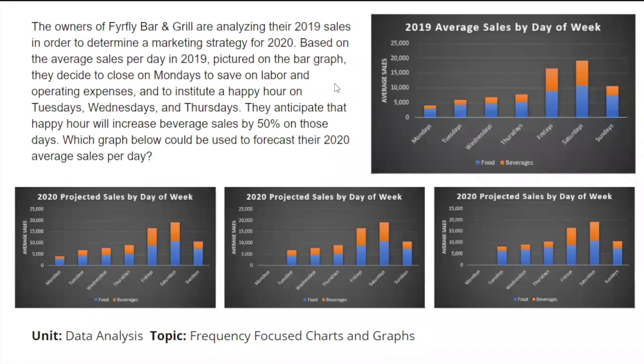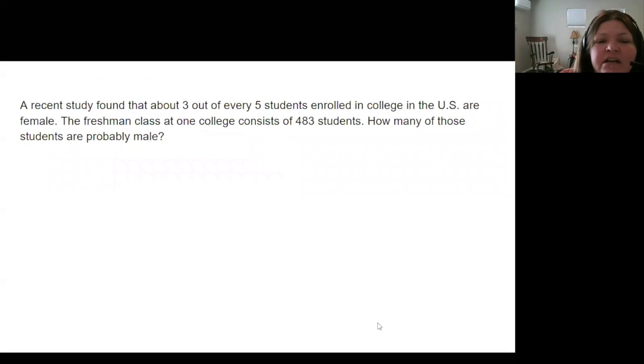analysis. Yes, this is frequency focused charts and graphs, but like we said, the skill I just got you guys on with reading. Let's move on. A recent study found that about 3 out of 5 students enrolled in college in the US are female. The freshman class at one college consists of 483 students. How many of those students are probably male?